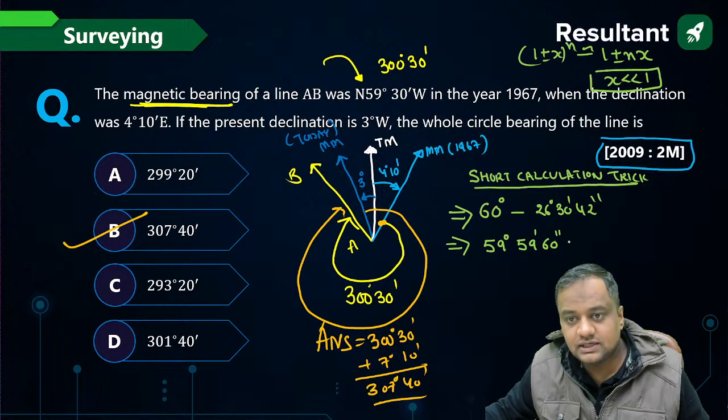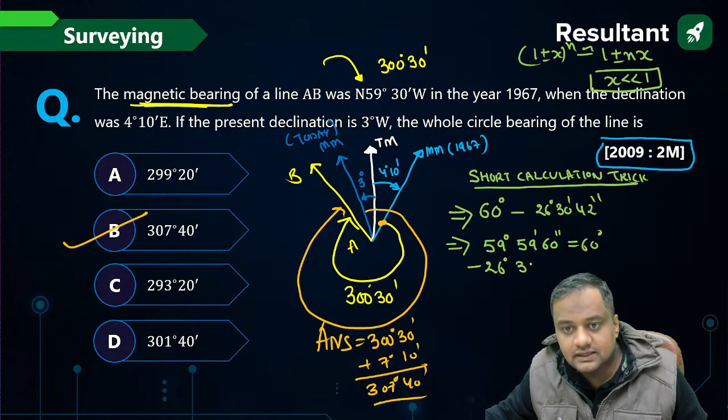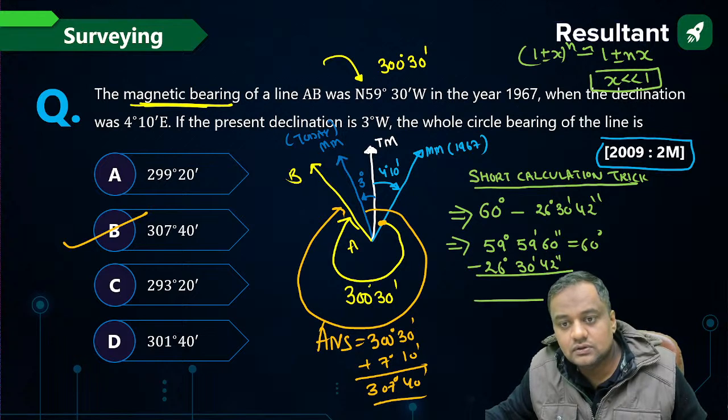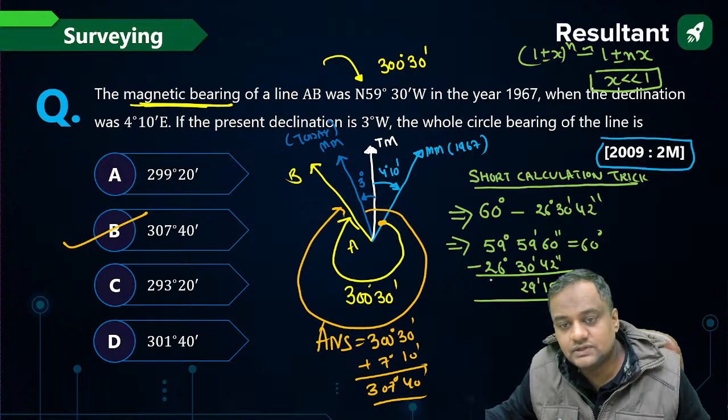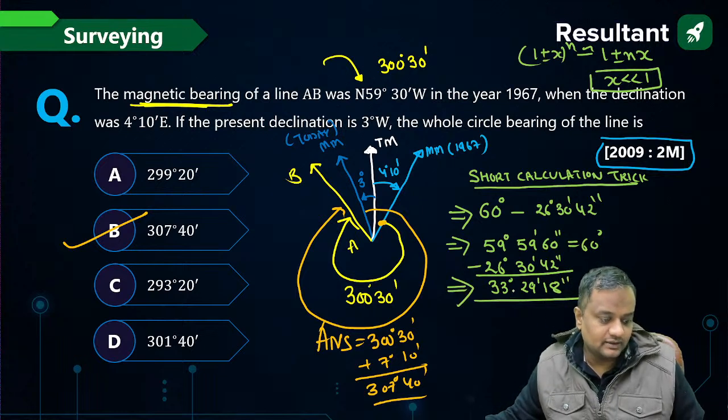This is also 60 degree. Minus 26 degree 30 minute 42 seconds. So what is this? 18 seconds. 60 minus 42. And this is 29 minute. And this is 33 degree. Got it? Got the trick?